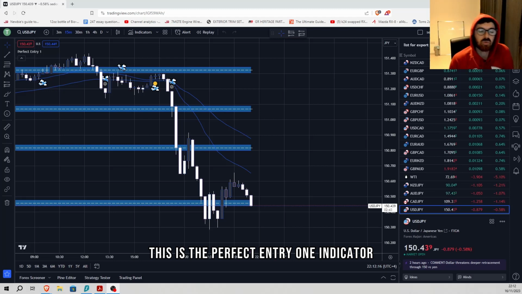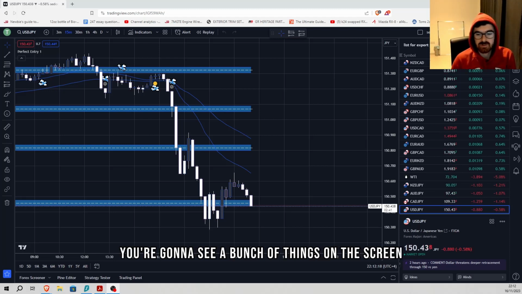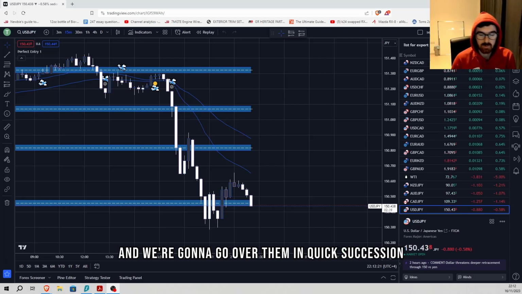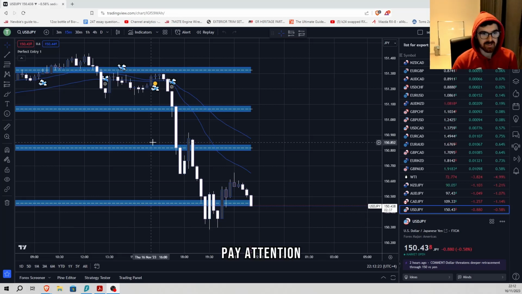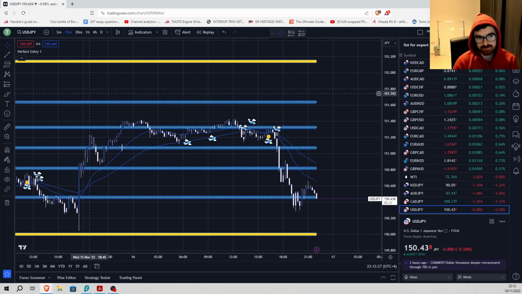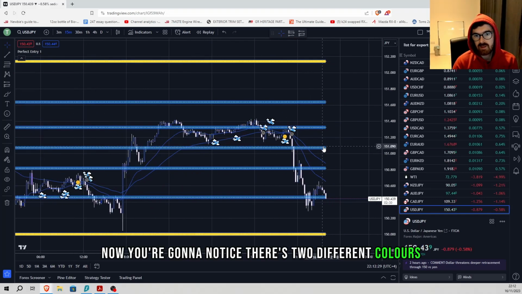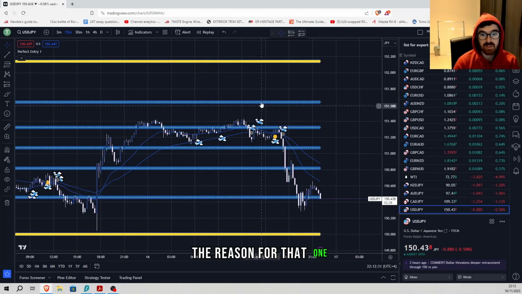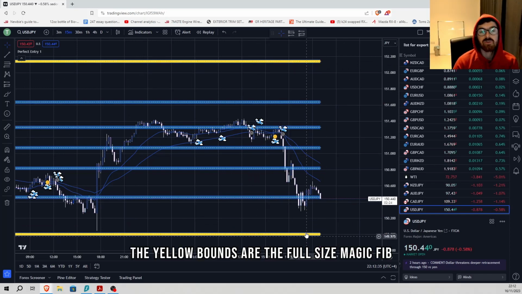This is the Perfect Entry 1 indicator. You're going to see a bunch of things on the screen and we're going to go over them in quick succession. Pay attention. So, first things first, you're going to notice we have our magic fib. Now, you're going to notice there's two different colours. The reason for that, one, the yellow bounds are the full size magic fib.